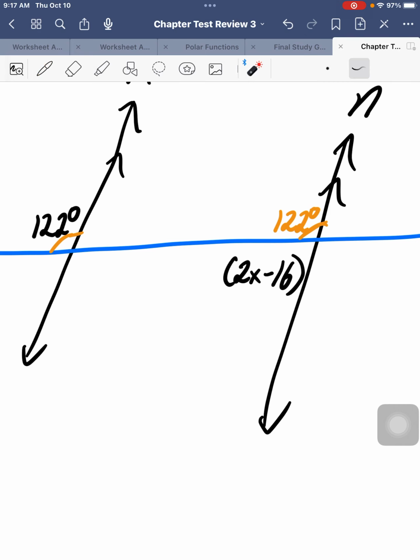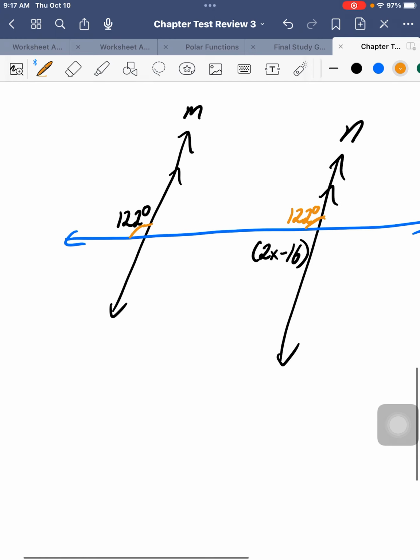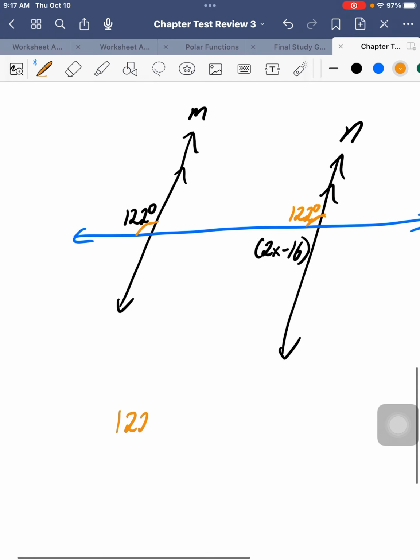Now do I have a relationship between these guys? Yeah, they're a linear pair. And what do I know about a linear pair? They're equal to 180. So I could set 122 plus 2x minus 16 equals 180. 122 minus 16, okay, you guys can figure that out. You guys can figure this out. All right, fine, I'll do it.